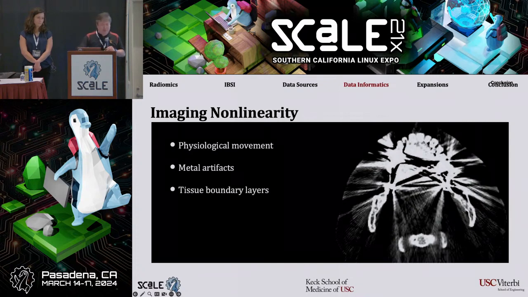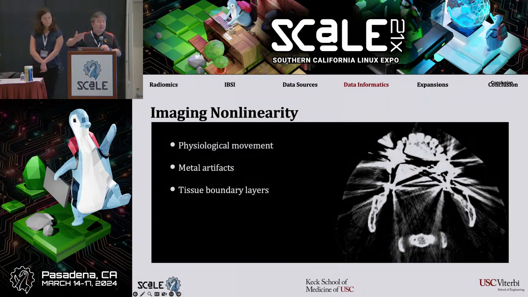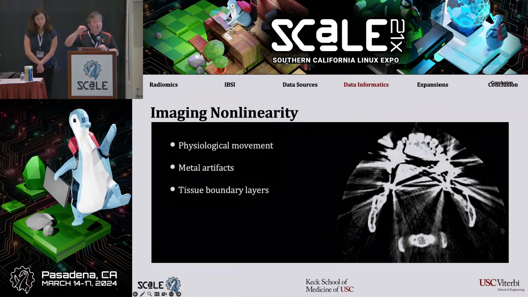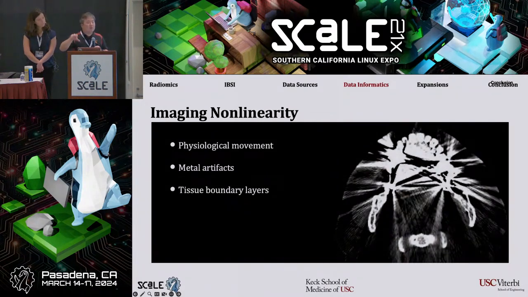Tissue boundary layers are a classic issue with MRI. Things like the sinuses have image warping effects on your MRI images, and that's one of the major problems in brain imaging: these images become nonlinearly distorted because there's a tissue boundary layer, and that's just an artifact of the imaging process associated with MRIs.